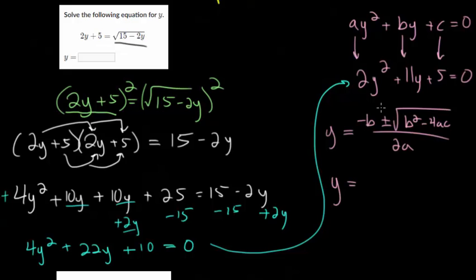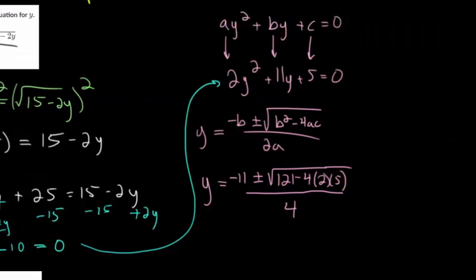So we have the opposite of b, so that's the opposite of 11, which is negative 11, plus or minus b squared, so 121, minus 4 times a, which is 2, times c, which is 5. And then we'll divide everything by twice a. So in this case, divide by 4. And at this point, we just need to simplify everything.